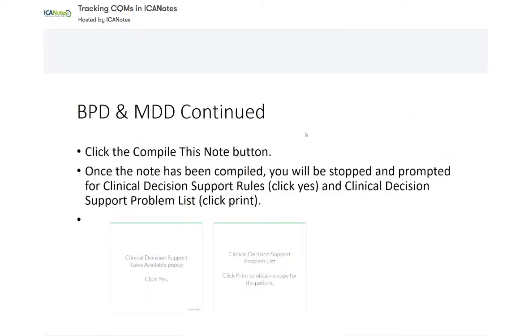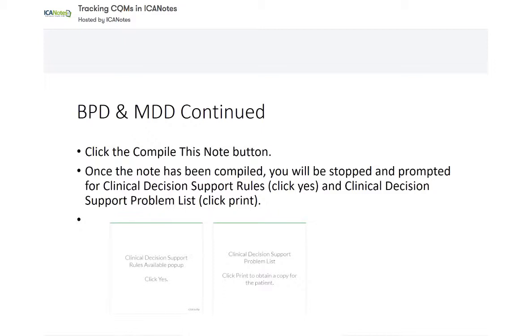So basically, when you click the compile the note button and you have put bipolar disorder or major depression, once the note's been compiled, you're going to be stopped and prompted for clinical decision support rules. A lot of you guys see these clinical decision support rules. They are kind of annoying boxes that pop up, but these little rules let all your providers know, especially in very large practices with ICANotes. We have tons of solo practices as well, but these rules are there for you to look at.